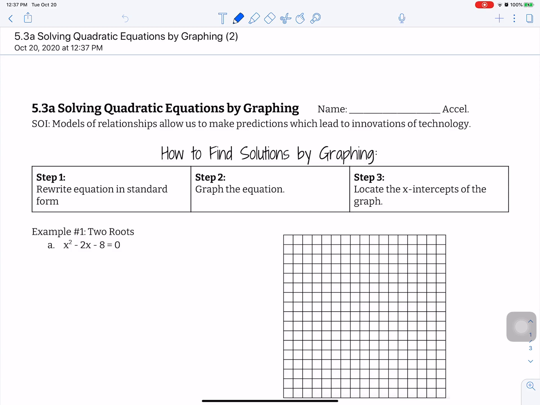So now we're going to do some more graphing. We're practicing the graphing that we've done before, and we're going to look at solving quadratics. To solve them, that means we're looking for the x-intercepts, or where the graph crosses the x-axis. That's always going to be a solution for a quadratic equation.